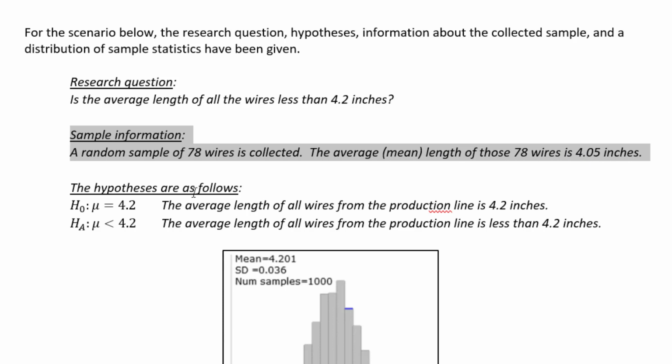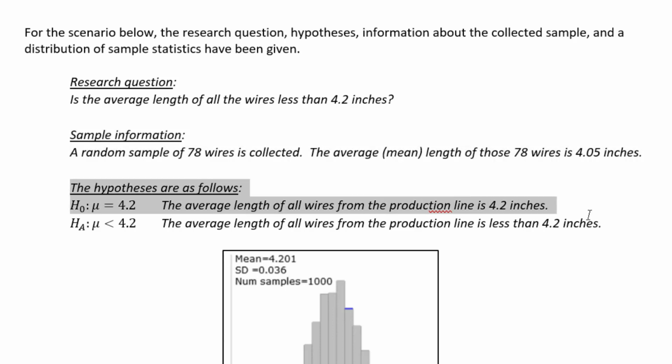All right, so the null and alternative hypotheses are written out for us already. Remember, the null hypothesis has to have an equal sign. The alternative hypothesis should match up with your research question, and it should have either a less than or a greater than or a not equal to symbol. So our null hypothesis is that the population mean mu is equal to 4.2, meaning the average length of all the wires is 4.2 inches. And the alternative hypothesis is that the population mean is less than 4.2 inches. So the average length of the wires is less than 4.2 inches.